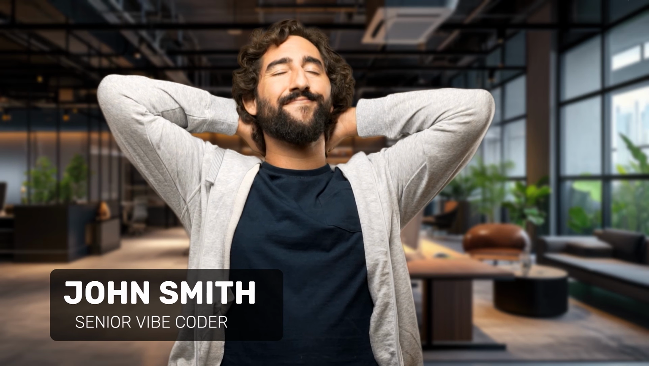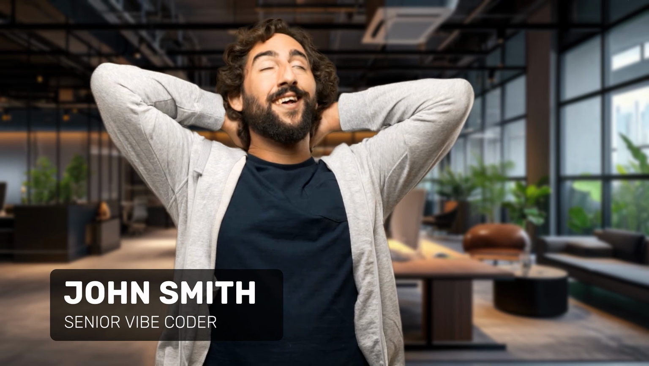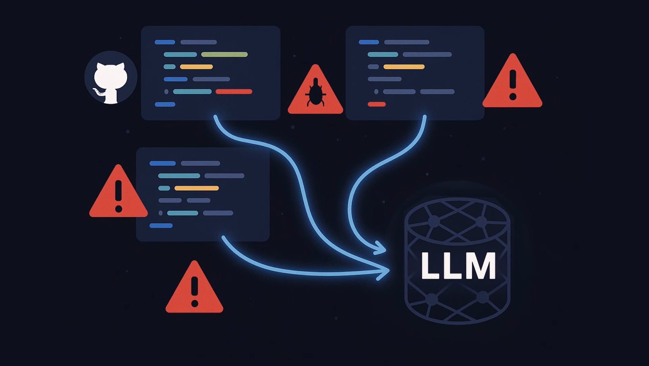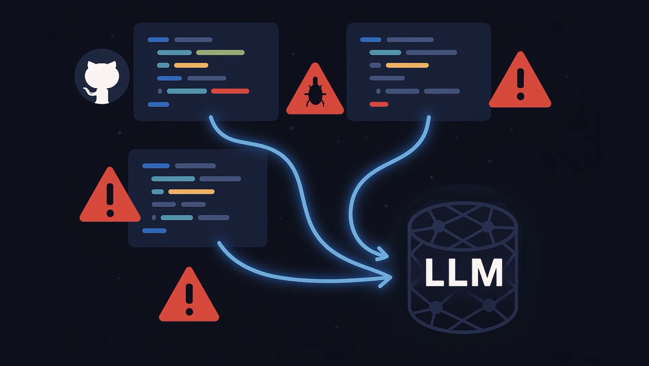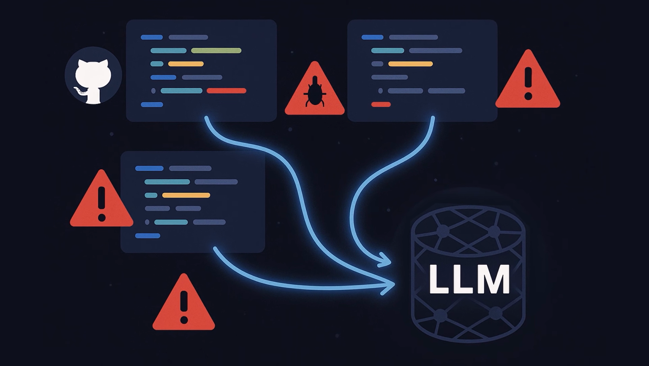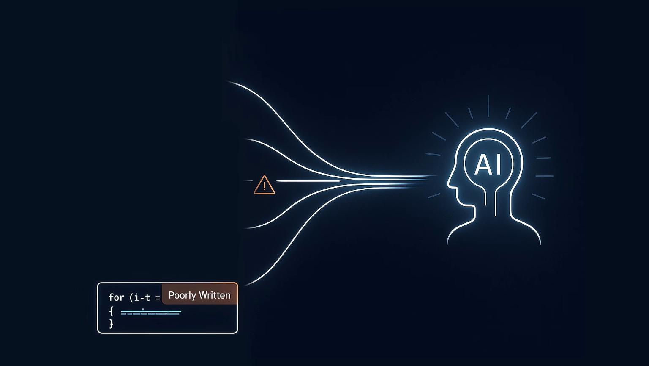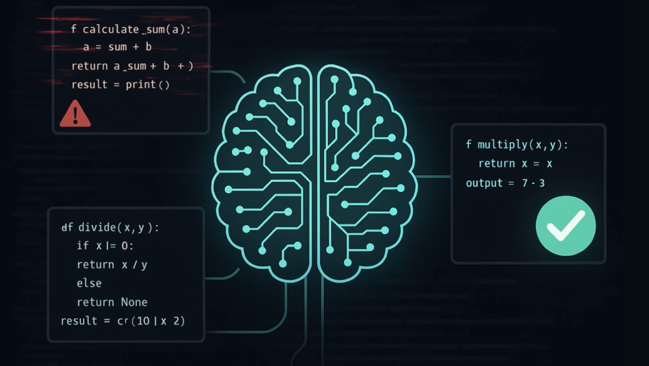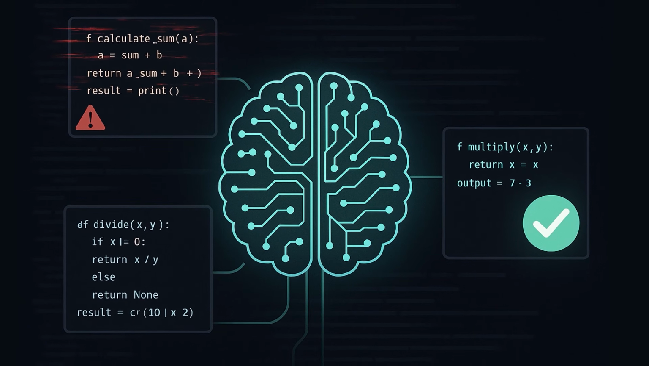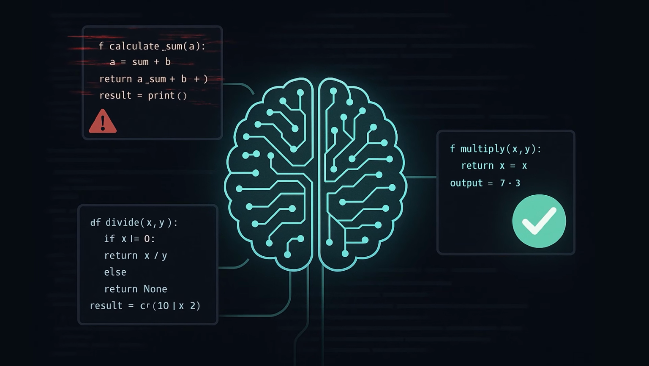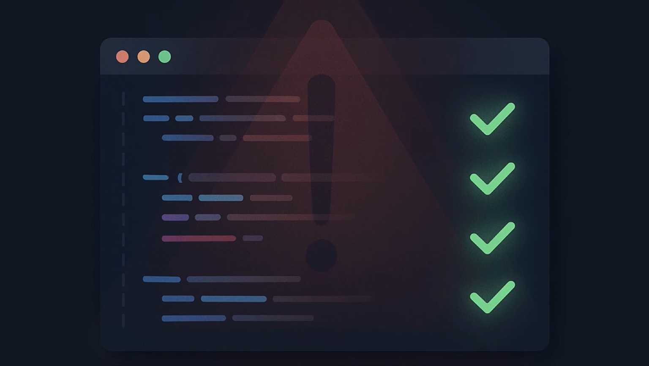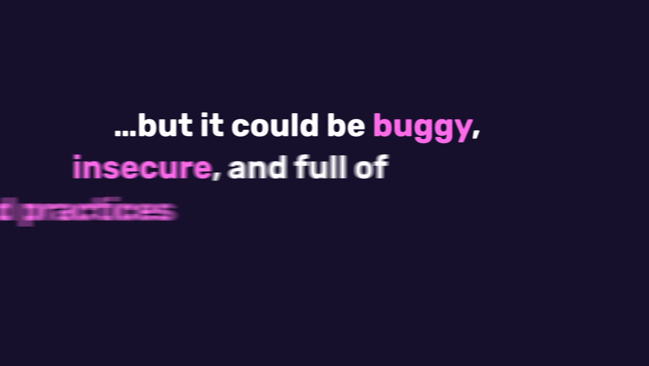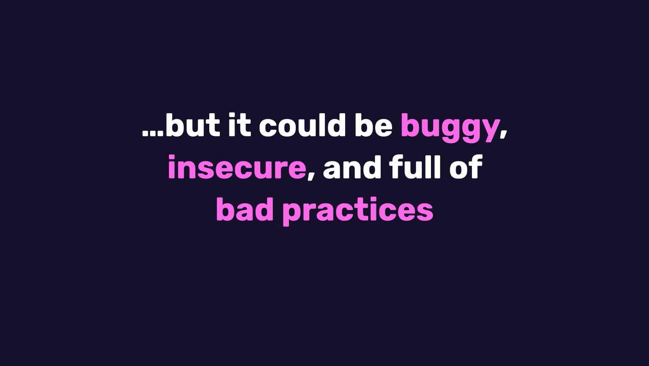These days, many people use language models to generate code, and it's impressive at first. But here's the issue. These models are trained on billions of lines of code from public repositories, including GitHub. And a huge portion of that code is poorly written, outdated, filled with anti-patterns, or just broken. The model doesn't know that. It simply learns what's common, not necessarily what's correct or maintainable. So when it generates code, it might look clean, sound confident, even compile, but it could be buggy, insecure, or full of bad practices.